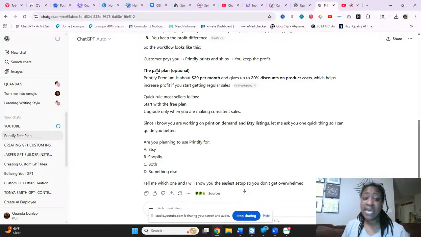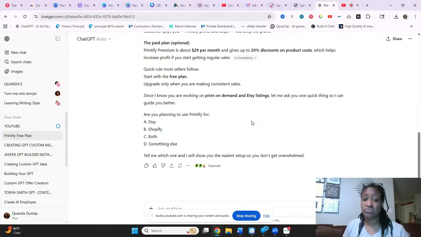The paid plan, which is optional, is $29 a month. But guess what? It just went up to $39.99, I think, a month. And it is $2.99 a year. So you get a savings if you pay for it by the year, right? Okay, so it says quick rule most sellers follow. Start with the free plan, upgrade only when it's making consistent sales.